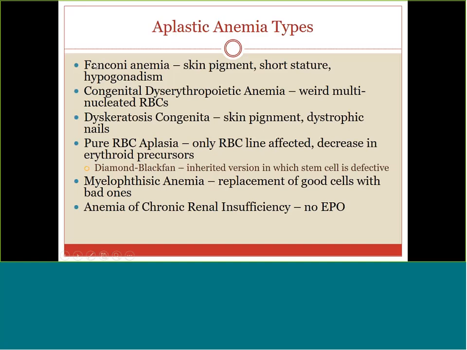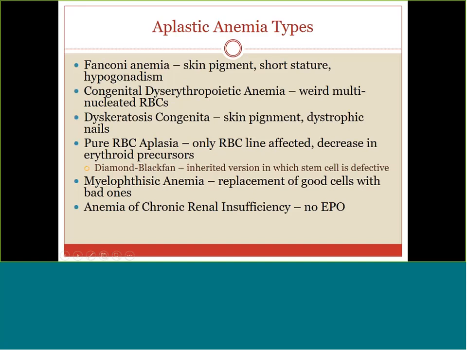Other types of bone marrow failure include congenital dyserythropoietic anemia. So you get these really weird, bizarre red cells. It only affects the red cell line, which is why it's called dyserythropoietic. So again, it's dysfunctional, weird-looking red cells. Dyskeratosis congenita is one that has skin pigmentation and dystrophic nails as some key characteristics. I always remember the carrot as keratin with your nails. That's how I put that one together.